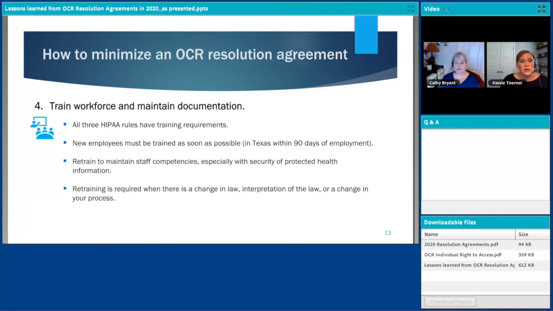And then fourthly, how to minimize is training your workforce and maintaining documentation of those efforts to train your workforce. You want to have training on all three aspects of the HIPAA rules: breach notification, privacy, and security. You'll want to make sure that you're training your new employees within 90 days of employment is the Texas rule. You'll want to retrain to maintain staff competencies, especially with security of protected health information. And then anytime there's a change in law or an interpretation of the law, or if there's a change in your process, let's say you bring on a new EMR or you implement something new, you'll want to make sure that you're training for that as well and keeping good record of those training efforts.